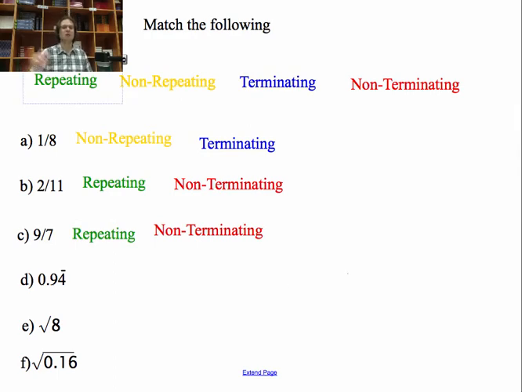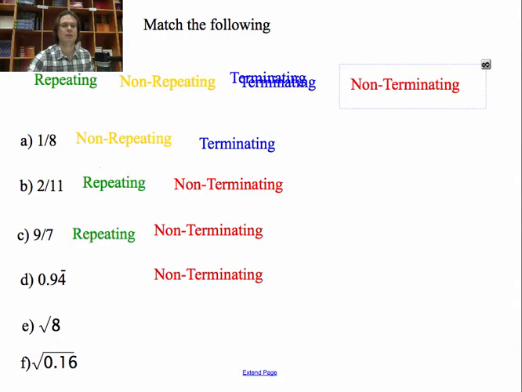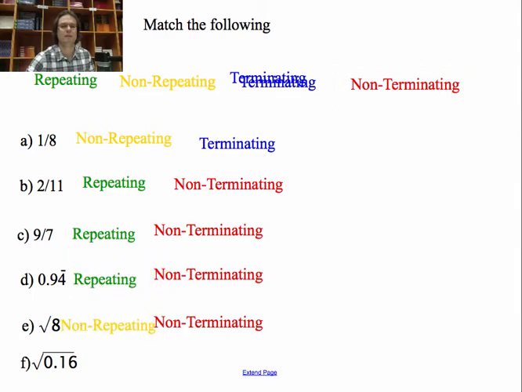Let's take a look at my next one. This is already in decimal form, 0.94 repeating. Well, this is non-terminating, and this repeats. Okay? Now my last one, square root of 8. Well, we take the square root of 8. We can't find that exactly. That's going to be 2 square root 2. That's interesting. So this is non-terminating, and it is not repeating.